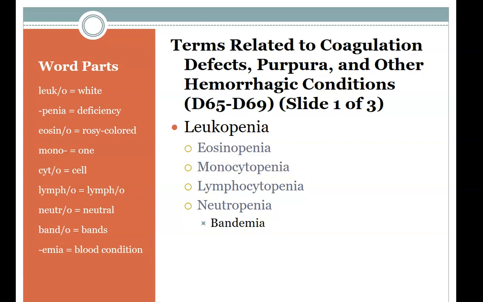You may also see the term for abnormal decrease of WBCs, which equals white blood cells, written as leukocytopenia. Given the functions of the white blood cells, why would a deficiency of white blood cells be a problem? That would be less protection from pathogens. Word parts: leuko is white, penia is deficiency, eosino is rosy colored, mono equals one, cyto is cell, lympho is lymph, neutro is neutral, bando is bands, and emia is blood condition.